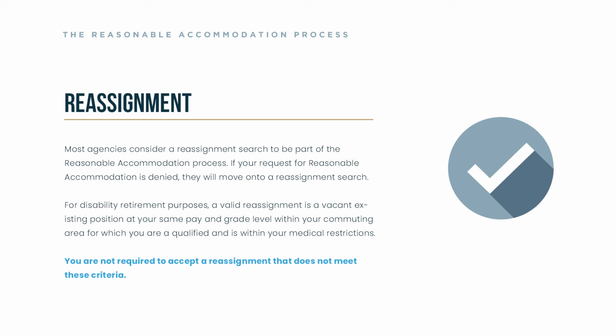And it's often lumped in with a reasonable accommodation, but it is a separate requirement altogether that your agency cannot reassign you into a new position. So a valid reassignment offer for disability retirement purposes must be an existing vacant position within your agency at your same pay and grade level, within your commuting area, within your medical restrictions, and which you are qualified to perform. So if an offer reassignment from your agency does not meet all of those criteria, every single one of them, you are not required to accept it.